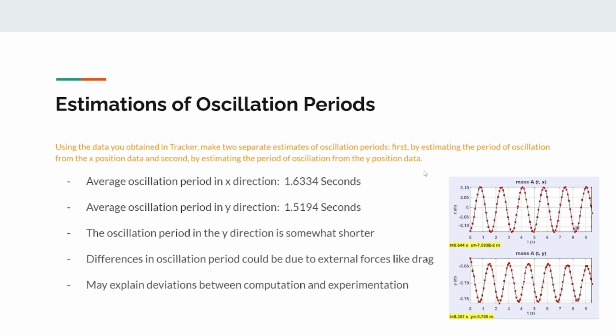So for the estimation of oscillation periods, we estimated that the average oscillation period in the x direction would be around 1.63 seconds, while in the y direction it would be 1.52 seconds, and the oscillation period in the y direction, therefore, is somewhat shorter. We believe that differences in oscillation period could be due to external forces like drag, and that may also explain deviations between computation and experimentation. As we saw, there were slight deviations in the data from both, and that might help explain it.